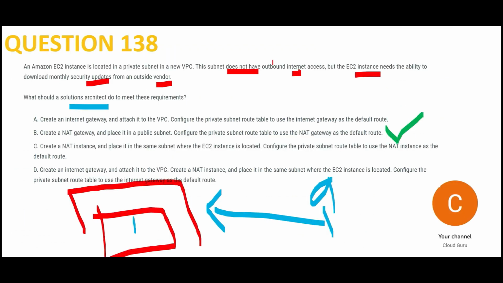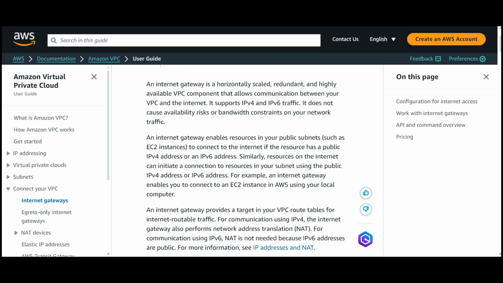But let us look at other options. When we talk about the internet gateway, it is meant for resources in a public subnet to talk, but we are already in a private subnet.